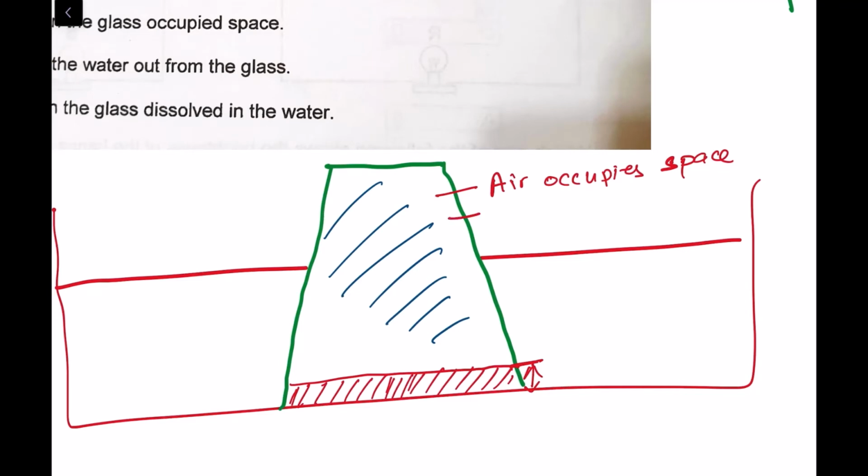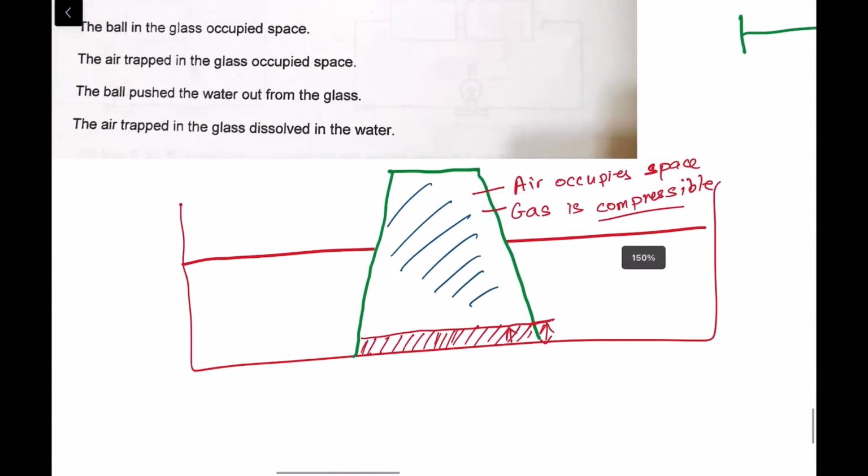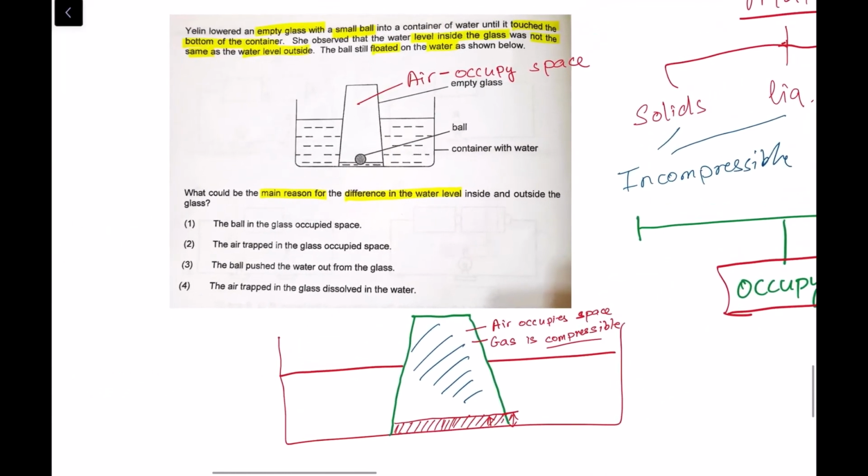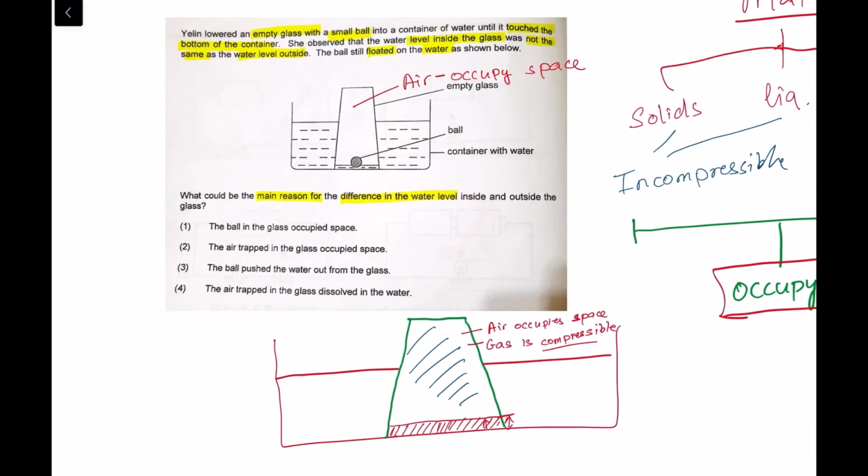And number two, gas is compressible. This compressibility of gas allows this water to enter the container. So those are the two main concepts for this question. So now let's look at the options.